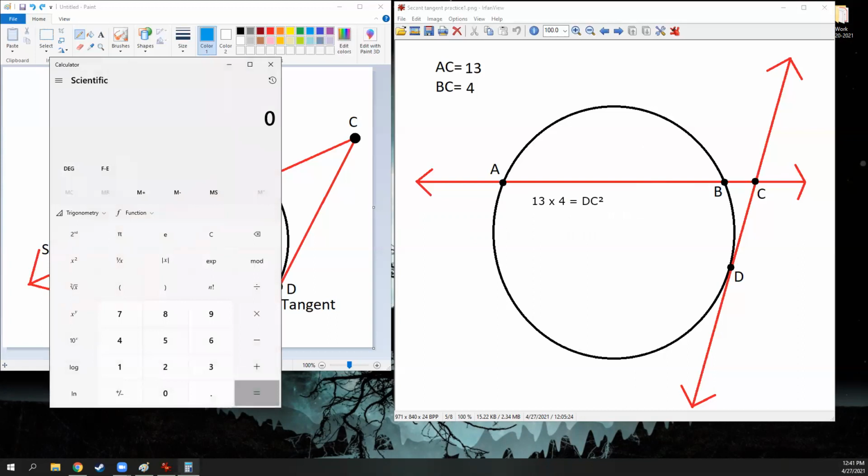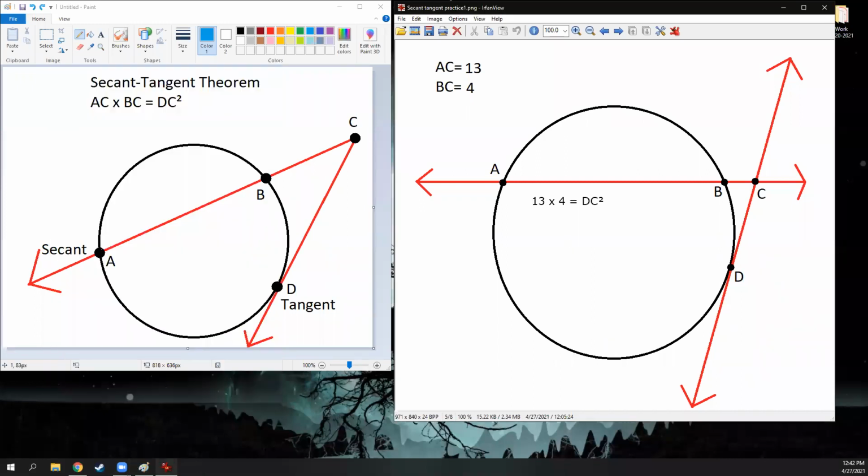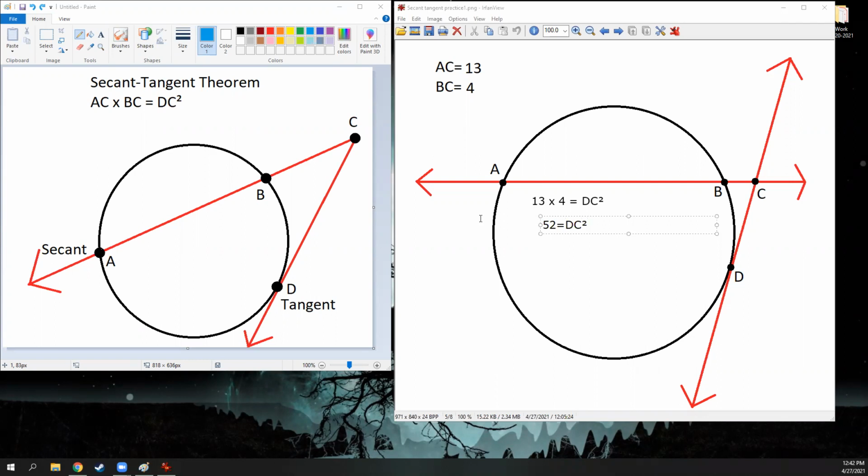I know I'm not the greatest at mental math, so 13 times 4, oh, that's 50, no, 62. But, all right, 13 times 4, 52. See, that's why you make sure you check your work, right? We get 52 equals DC squared.